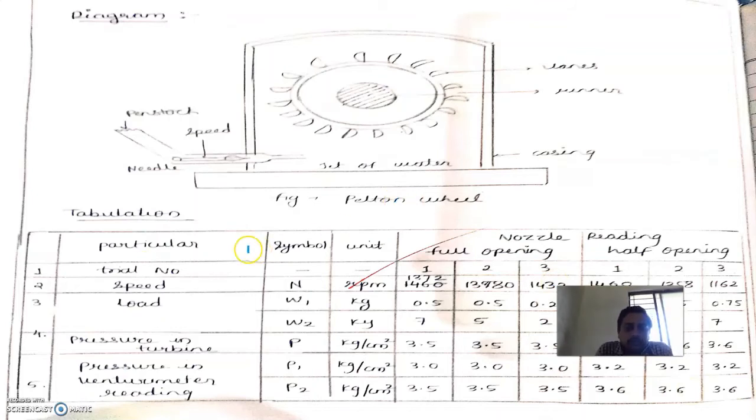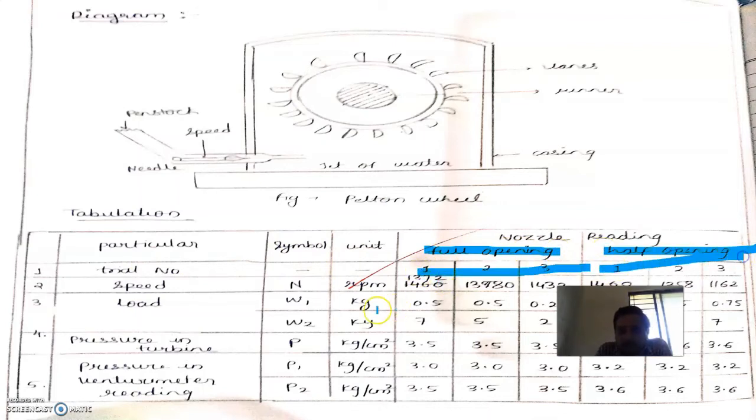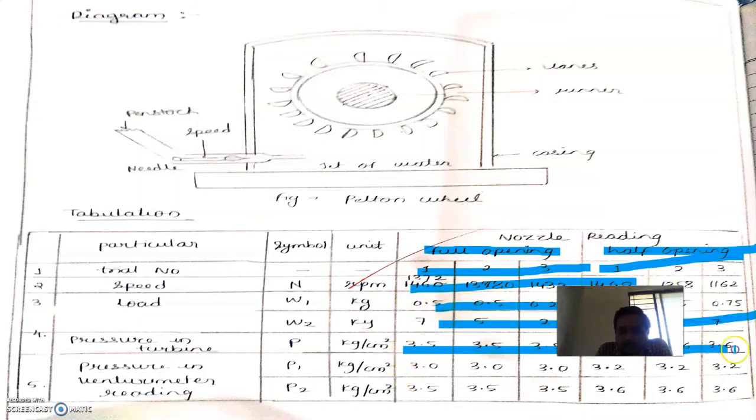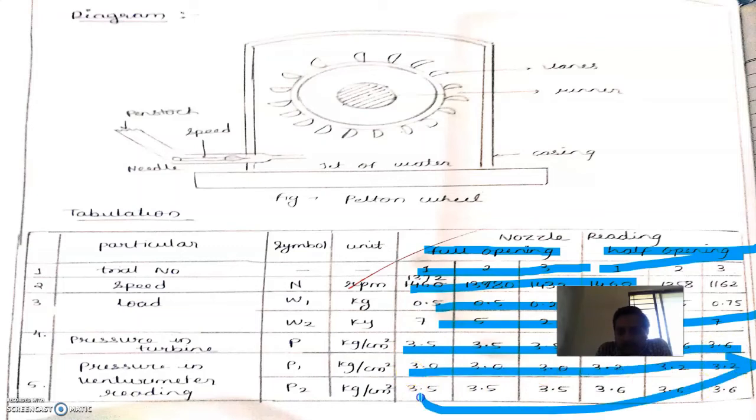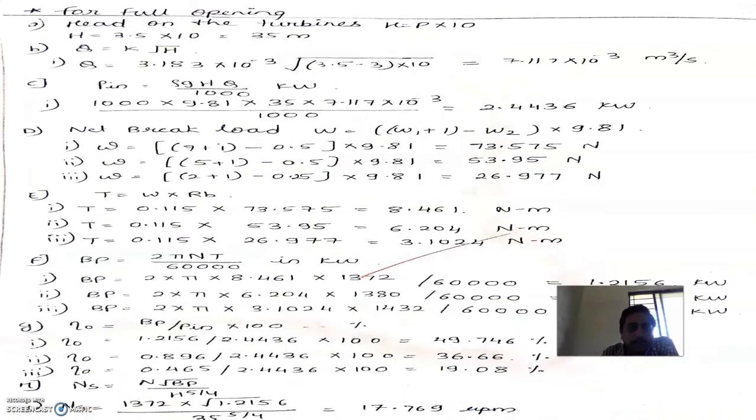This part of the video shows the various trials they have done with the conditions full open and half open. They have taken 3 trials. With respect to that, they have taken the RPM values, the W1, W2 values, the P values, the P1 values and the P2 values over here. These were the observations made previously, and those readings are taken over here. Similarly they have calculated for the full flow condition, when the valve is fully open, and when the valve is half open.